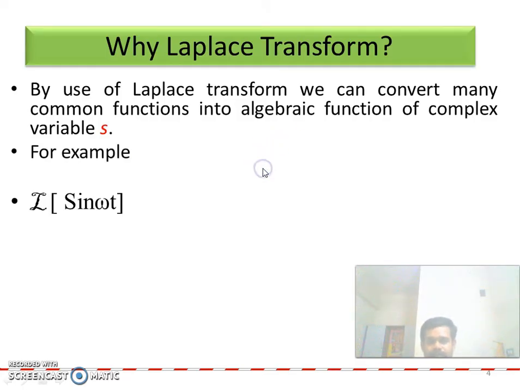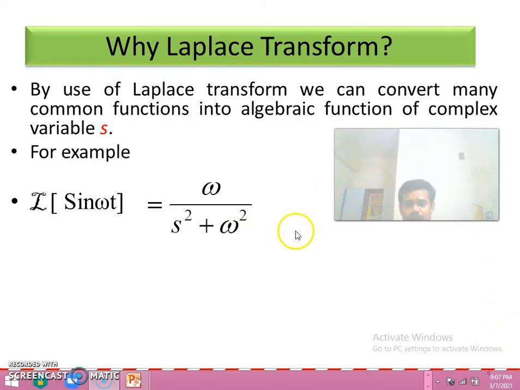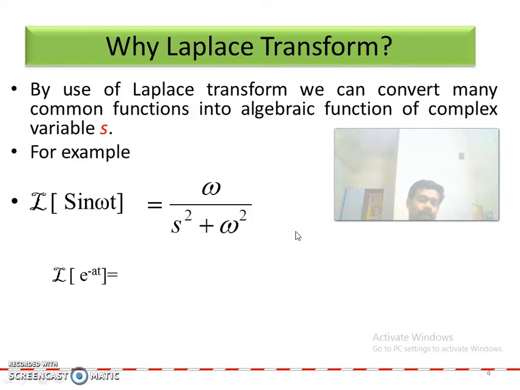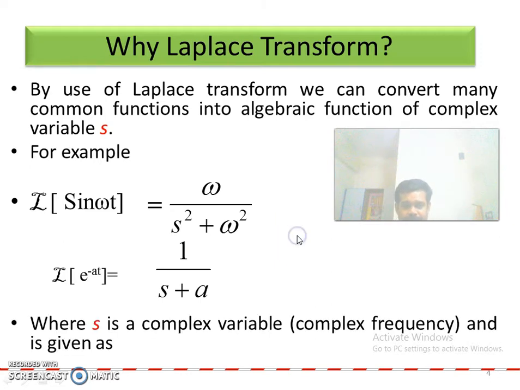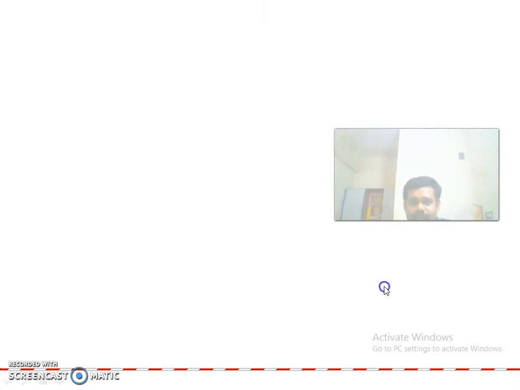For example, if you have sin omega t and you take the Laplace transform of sin omega t, you will get omega divided by s square plus omega square. If you have the term e to the power minus at, then the Laplace transform of e to the power minus at is 1 divided by s plus a, where s is a complex variable or complex frequency and is given by sigma plus j omega. What is s? s is nothing but sigma plus j omega.